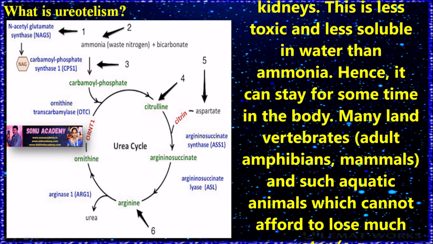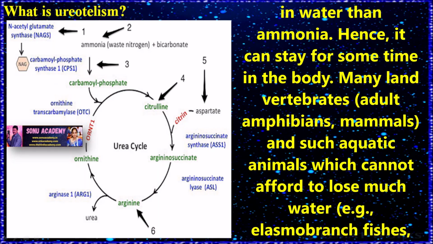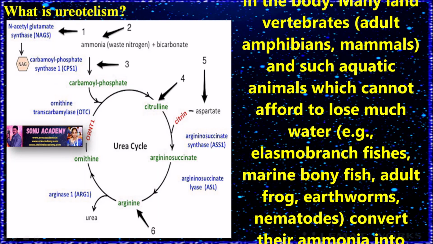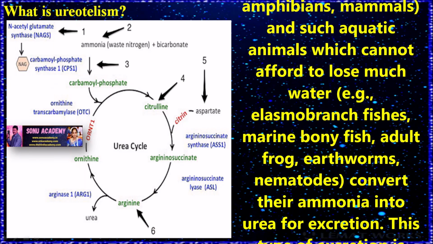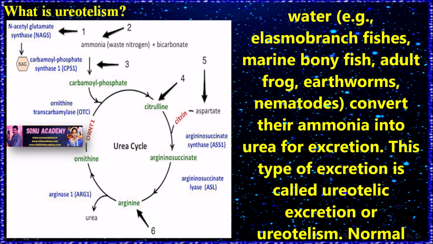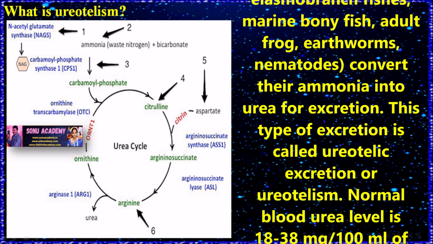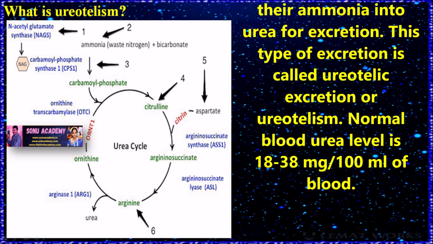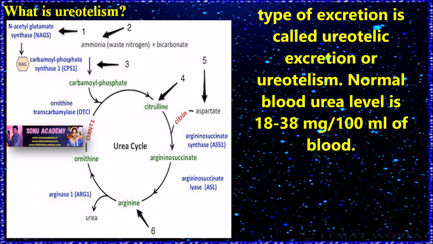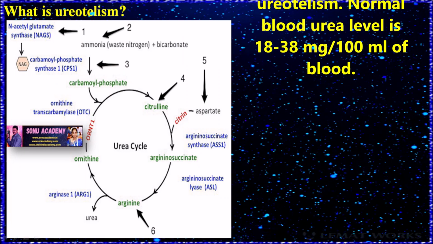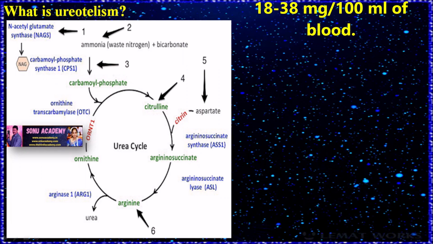Many land vertebrates, adult amphibians, mammals, and such aquatic animals which cannot afford to lose much water, elasmobranch fishes, marine bony fish, adult frog, earthworms, nematodes convert their ammonia into urea for excretion. This type of excretion is called ureotelic excretion or ureotelism. Normal blood urea level is 18 to 38 milligrams per 100 milliliters of blood.